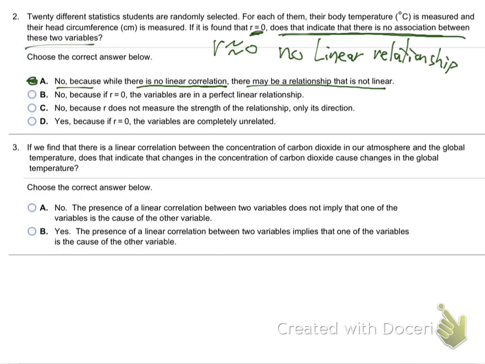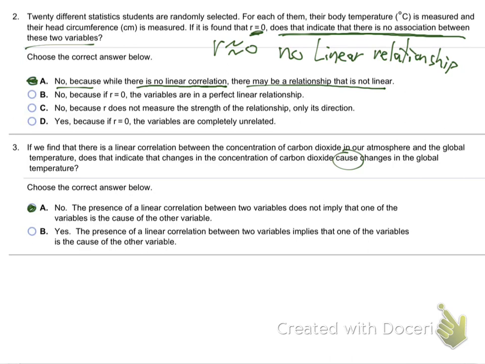Okay, C3. Here we're going to do global warming. Number 3. If we find that there is a linear correlation between concentration of carbon dioxide in our atmosphere and the global temperature, does that indicate that changes in the concentration of carbon dioxide cause? That's the key word they're throwing in there. So if we find that there's a relationship between those, does that mean that one thing is causing the other? No, not necessarily. I mean, of course it might be, but that alone is not evidence. You'd have to do other things, right? So they're just making sure you know that correlation is not causation necessarily.